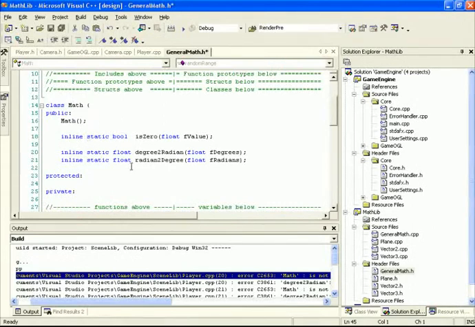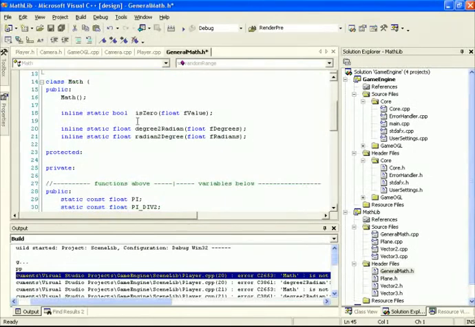They're all static, and they're all inline. I've done this specifically because most of the math functions, we are going to be calling them a lot of times, every time through the loop, so I want them to run as quickly as possible. We have a function called is0 that's going to return a boolean based on a value that we pass in here. We have a function to convert from degrees to radians, and another one to convert from radians to degrees. Both of these return floating point numbers.